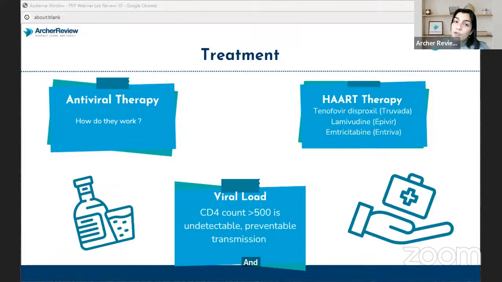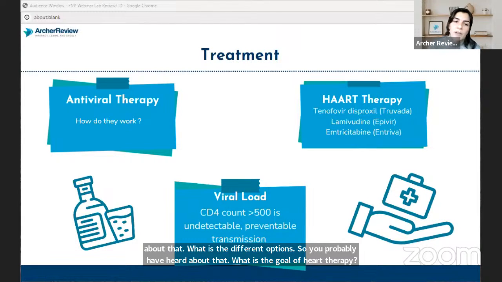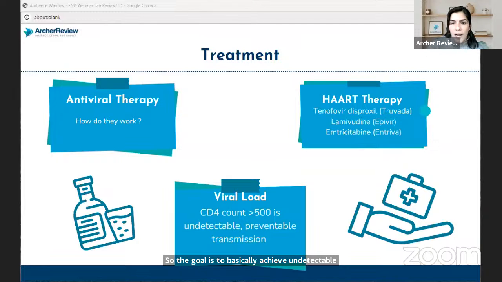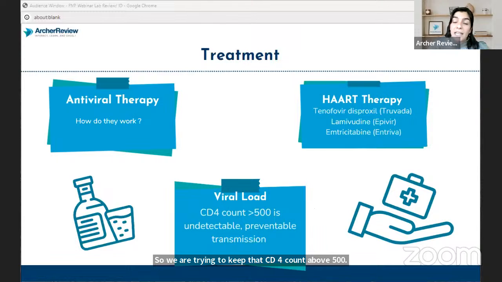So what are the different types of treatments? So antivirals, antiretrovirals, they help by disrupting that viral replication. So it stops that virus from progressing and causing further damage. And the way we abbreviate is called HAART therapy. Those are the different options. So you probably have heard about that. What is the goal of HAART therapy? So the goal is to basically achieve undetectable viral load. And we measure that again with that CD4 count. So we are trying to keep that CD4 count above 500. That's how we classify that as undetectable and help prevent transmission.